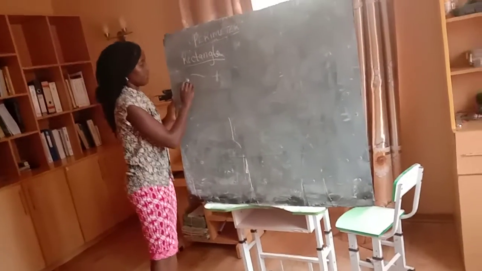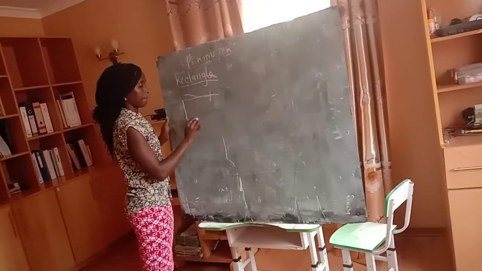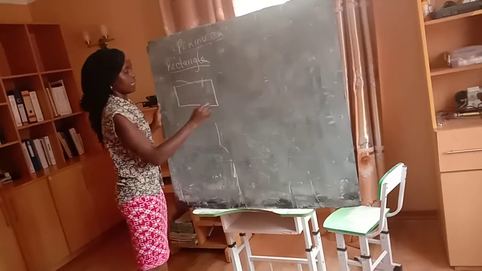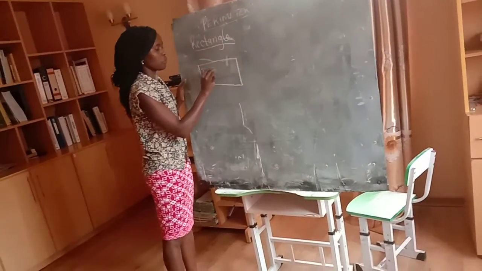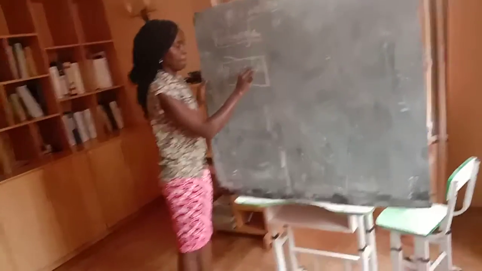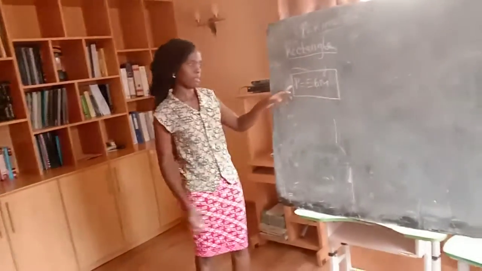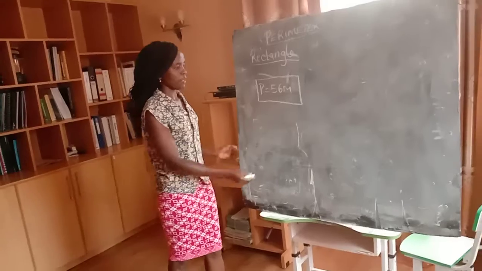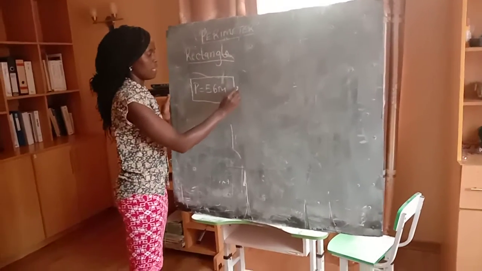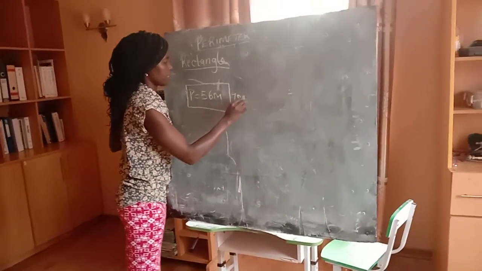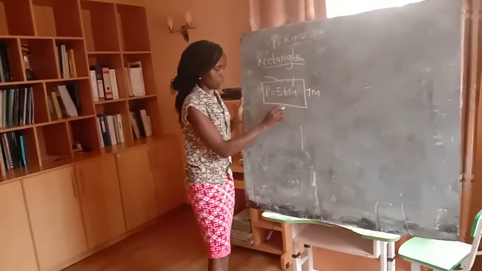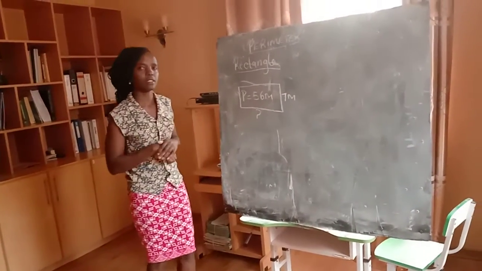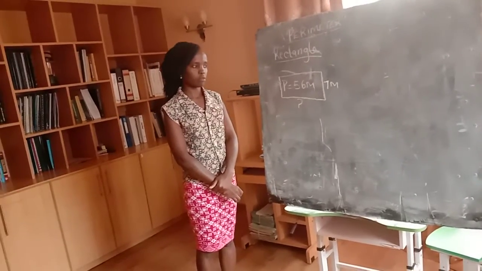So, I'm given a rectangle like that, and then I'm told that the perimeter is equal to 56 meters. The perimeter is 56 meters. I'm given the side, like the width, to be 7 meters, 7 meters, and I'm told to get the length. So what am I supposed to do?